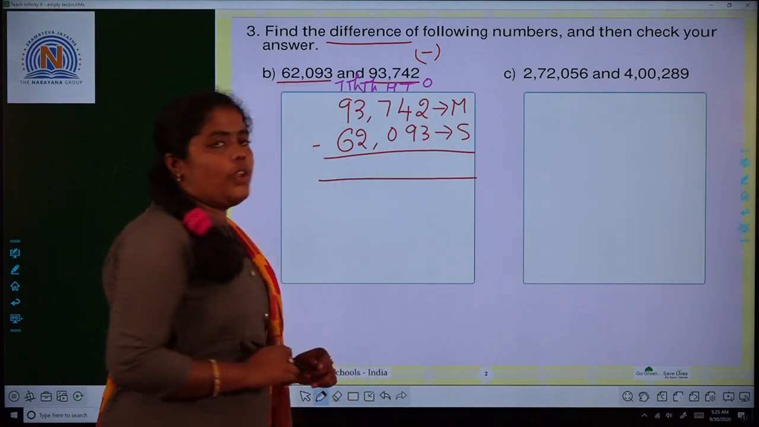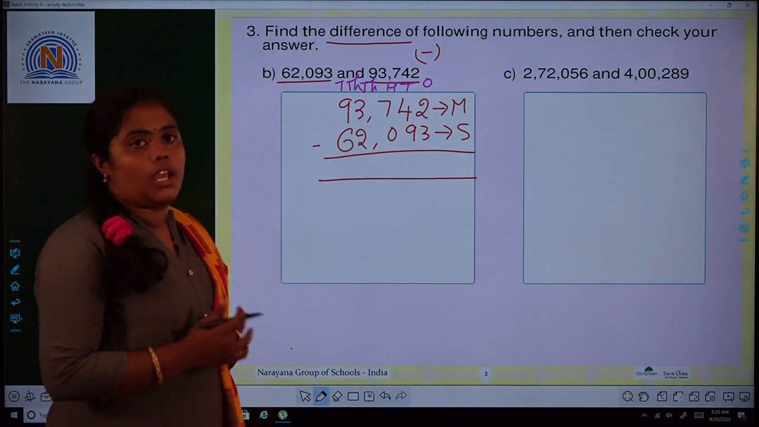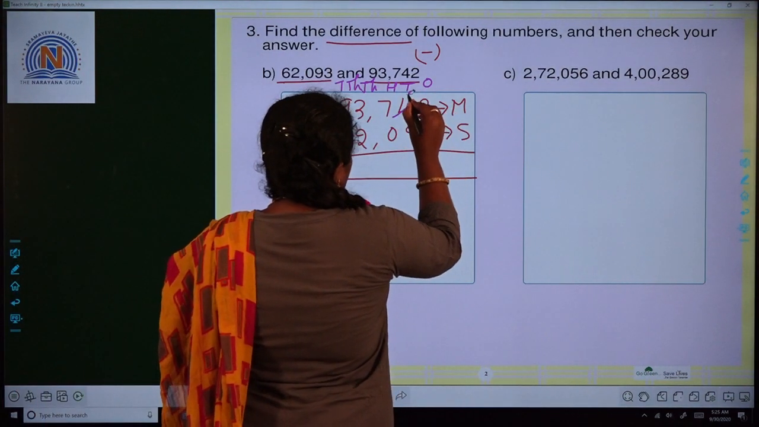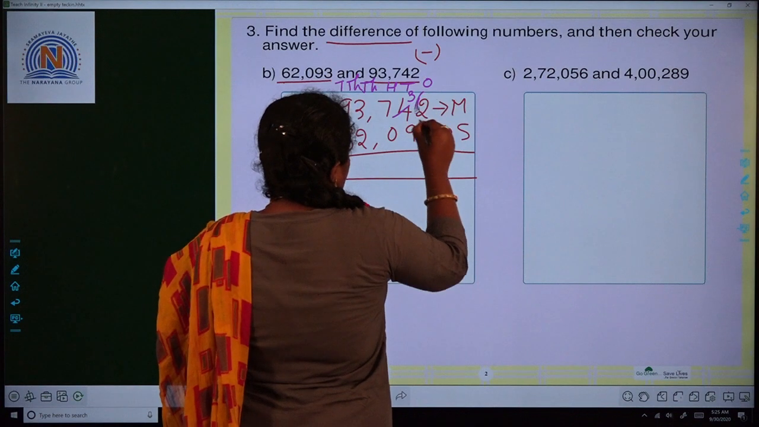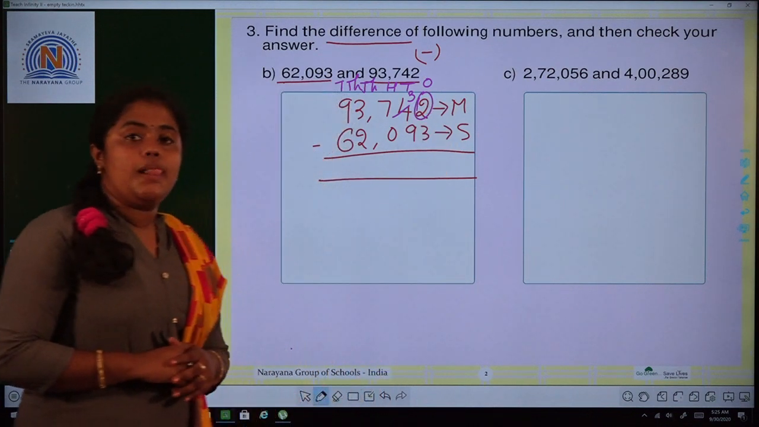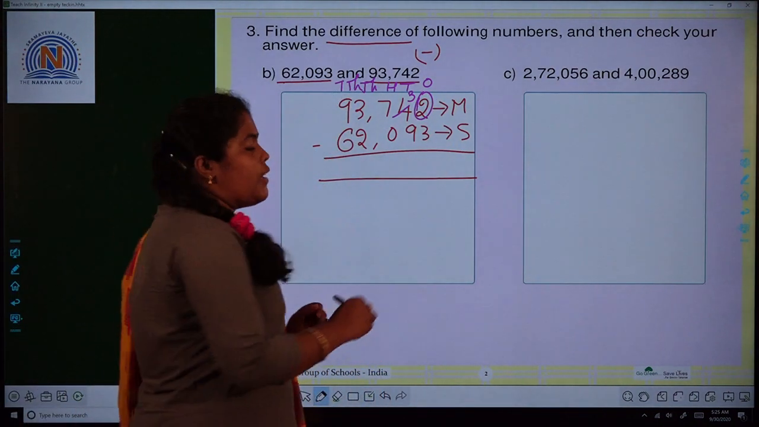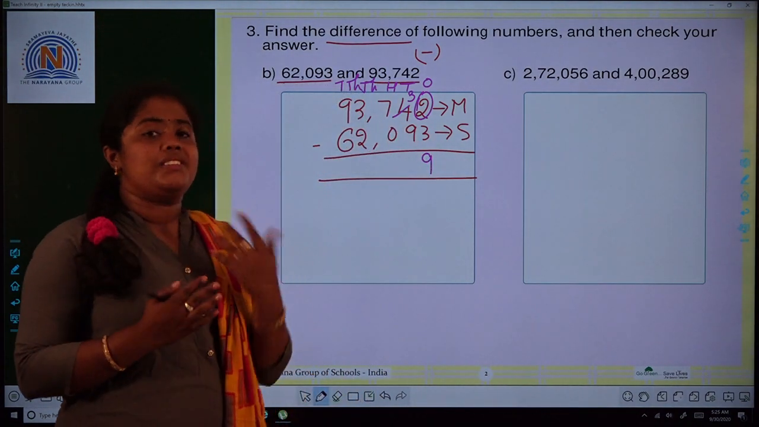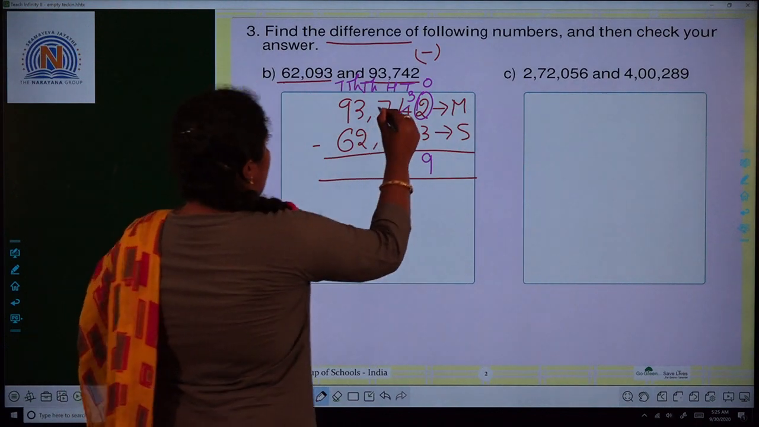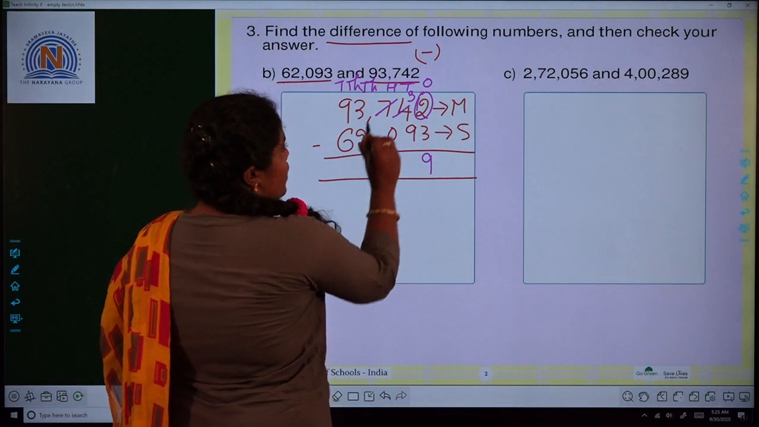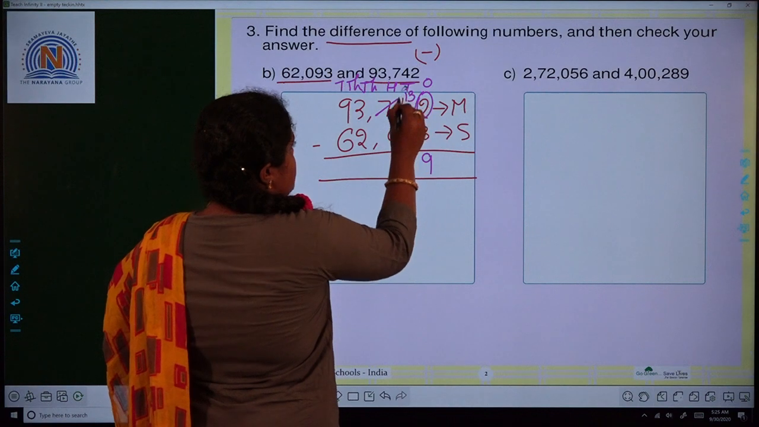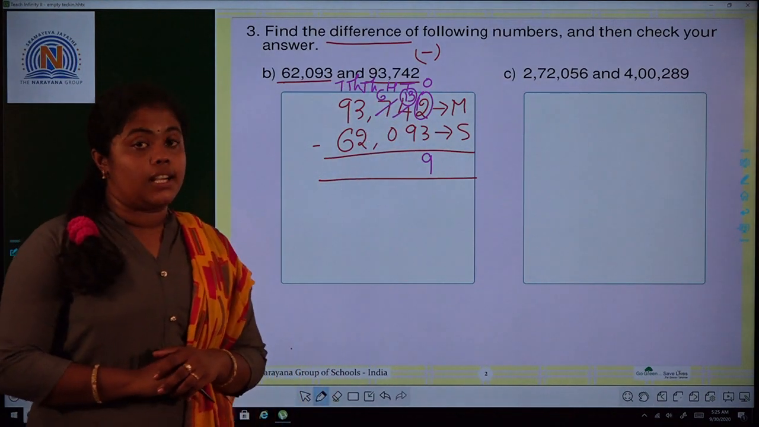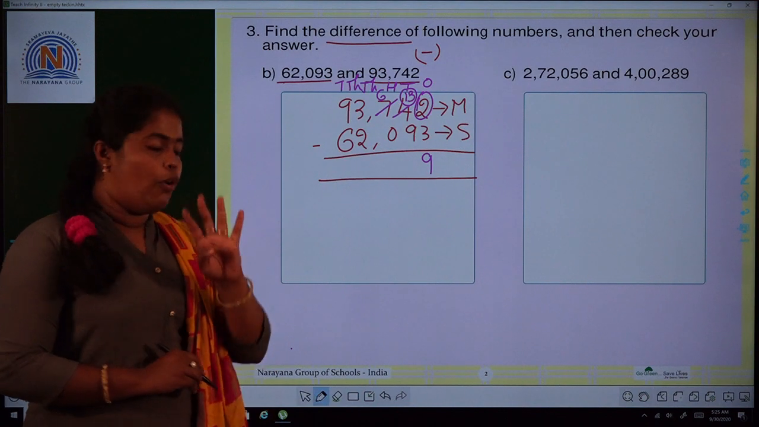Yes, 2 minus 3. Is it possible? 2 minus 3 is not possible. Then take the help of the next place. It makes 3. It becomes 12. 12 minus 3 is 9. 3 minus 9 is not possible. Then take the help of the next digit. It is 7. It gives 1 to the tens place. It becomes 13. It makes 6. 13 minus 9 is 4.